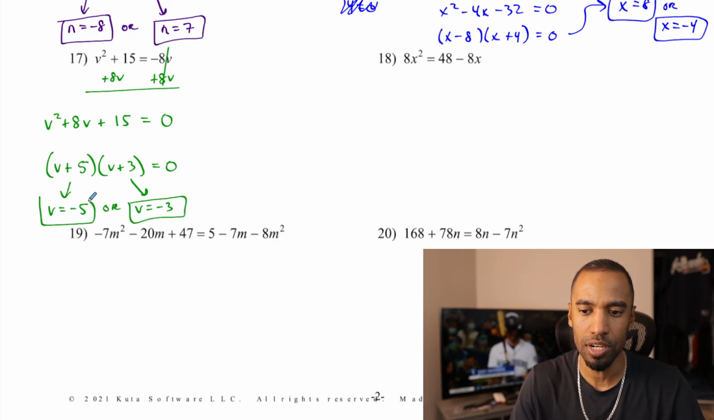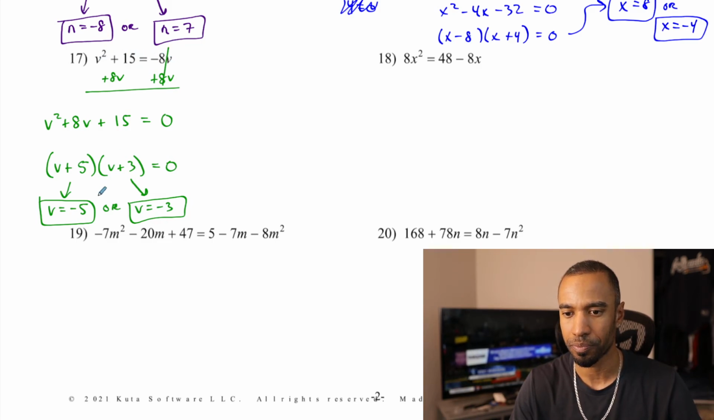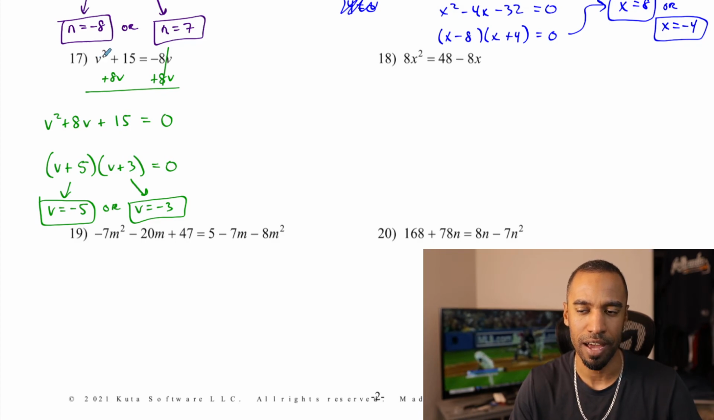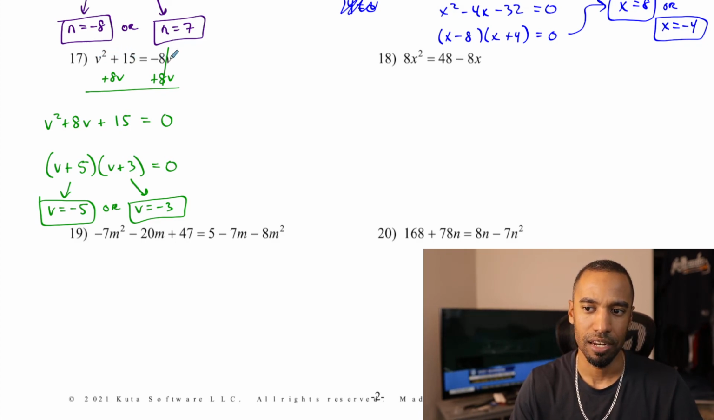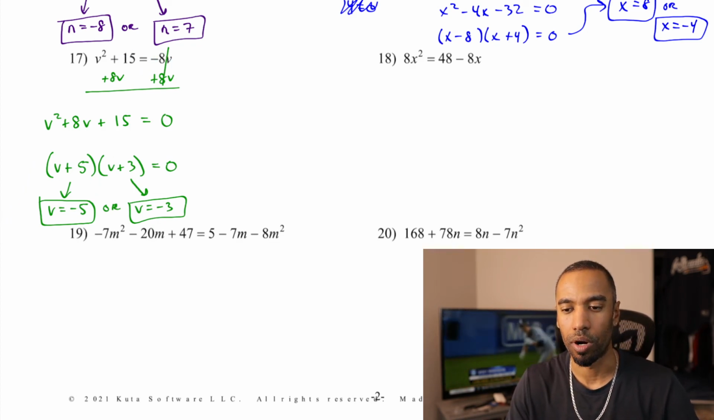Those are your solutions. You can double check some of these still. Try and plug it into the original, though, and see that it works. We'll do it mentally with you on one of them. Negative 5 squared is 25, plus 15 is 40. Negative 8 times negative 5 is 40. Hey, that works. Right, so they should still work with those.